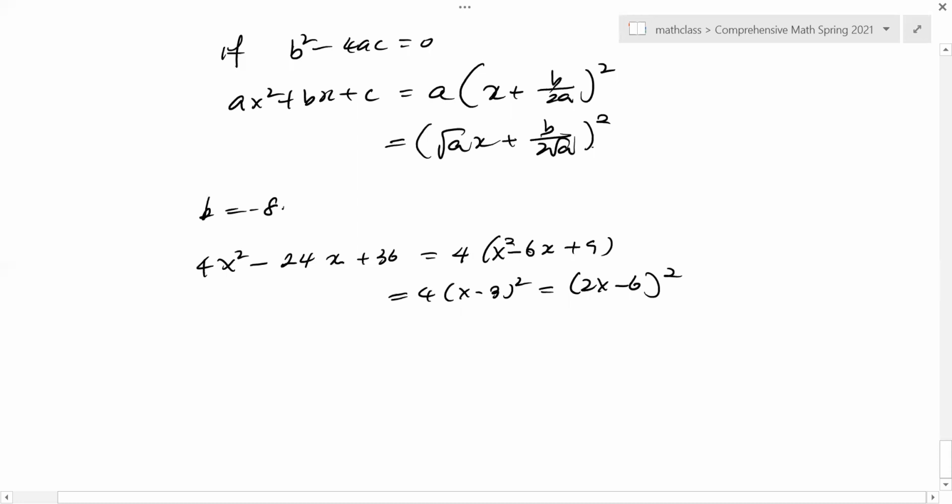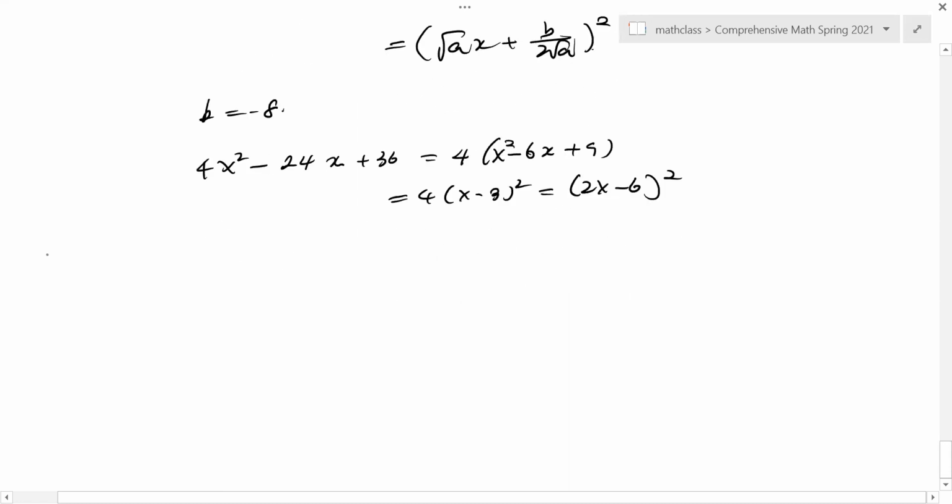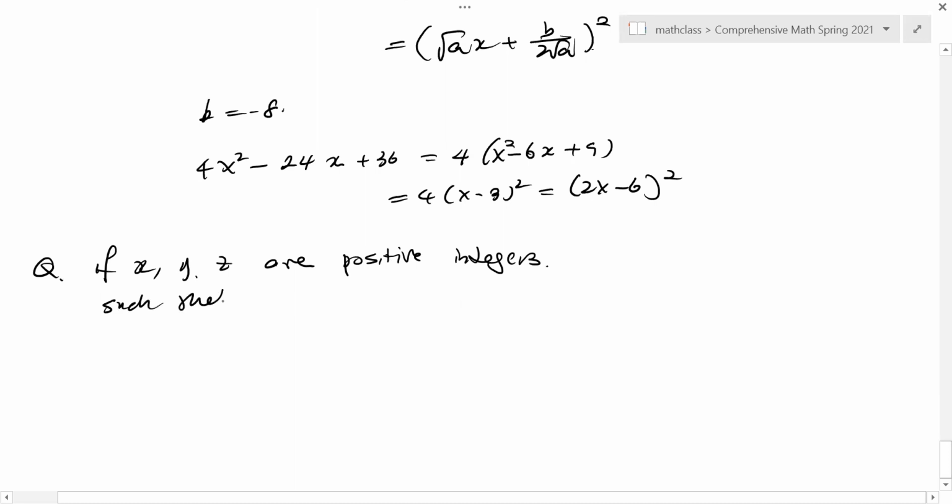All right, what is our next problem? Wow, we are dealing with equations, right? So here, if x, y, z are positive integers, and such that x squared plus y squared plus z squared equals 174. Wow.